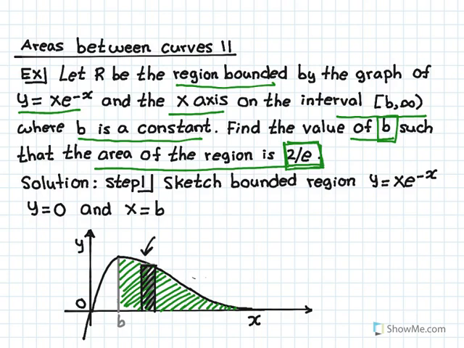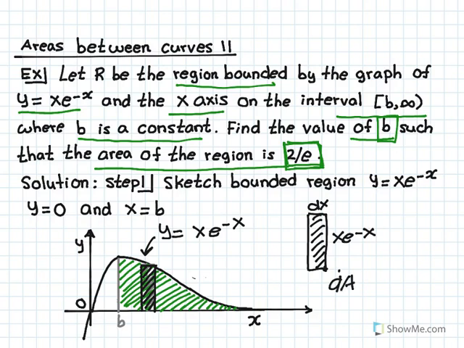And here's the sketch. y is equal to x e to the minus x. And if we draw a typical rectangular slice, dx is the width, and the height is x e to the minus x. And this is the area of one of these slices. The differential area, dA, is equal to x e to the minus x dx. Then we add up all these vertical rectangular slices in the x direction, and we find the area. That's what the integral basically does. It adds up all these rectangular slices.